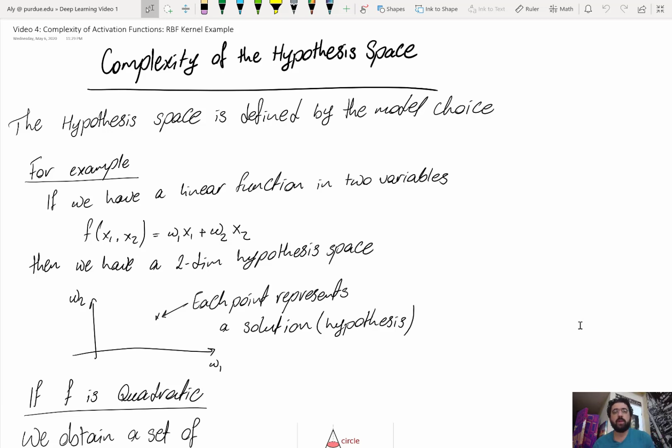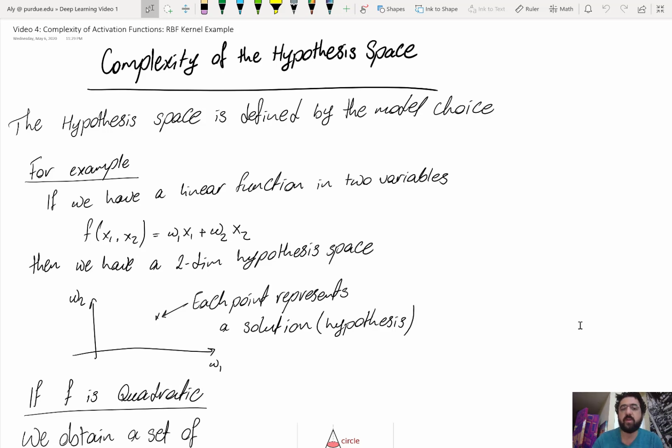Hi everyone. So in this video we'll discuss the issue of the complexity of the hypothesis space. What we mean by the hypothesis space is basically the model or the function that the model is trying to predict, right? So given observations, a series of observations, the model is trying to predict some function. This function is basically the hypothesis, right? And the space of hypotheses, that's what we call the hypothesis space, or all the possibilities of the hypotheses.